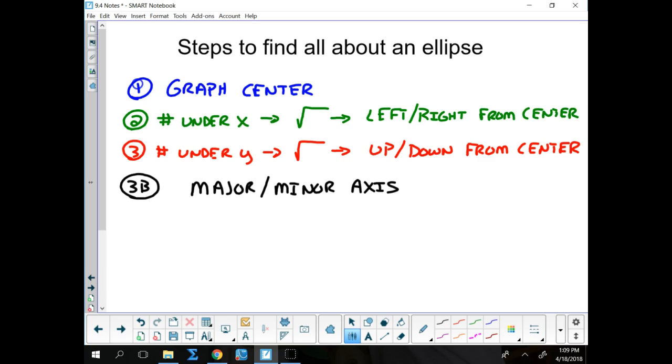So, Noah, we're up to you. What are the vertices? Didn't write it down? Can't look back in your notes? Didn't write anything down yesterday? Okay. They are the endpoints of the major axis.